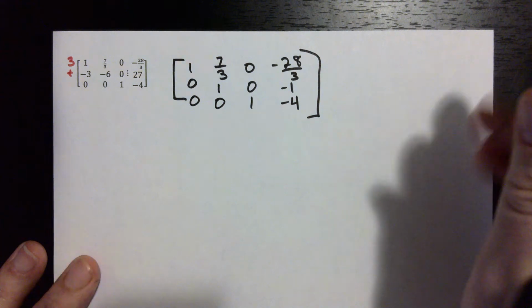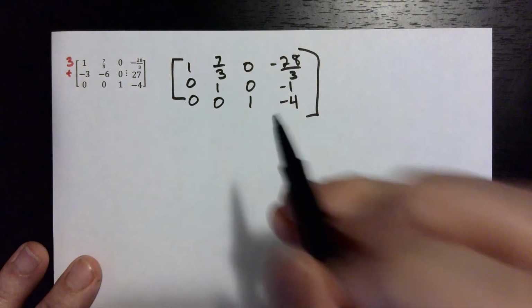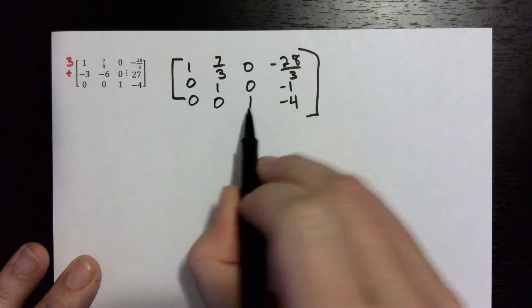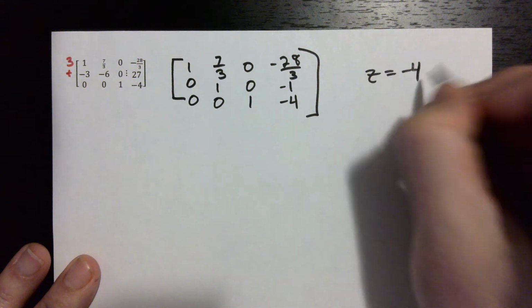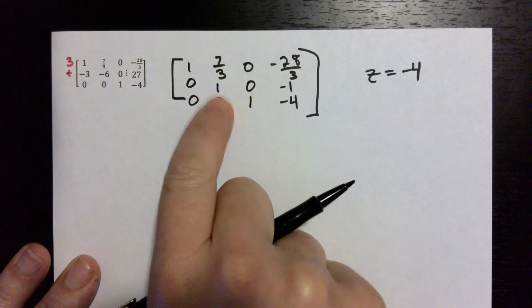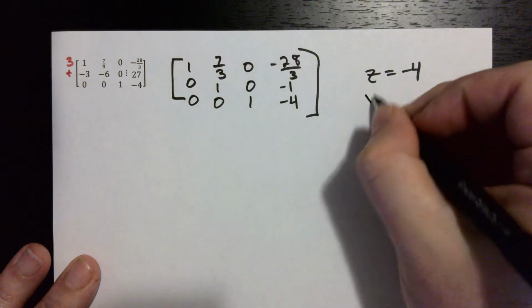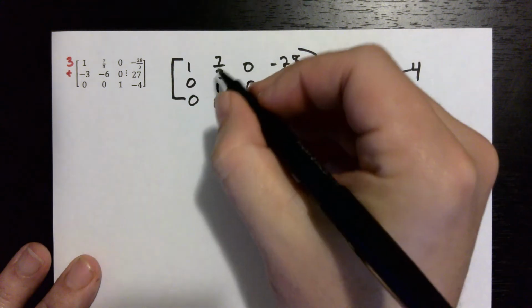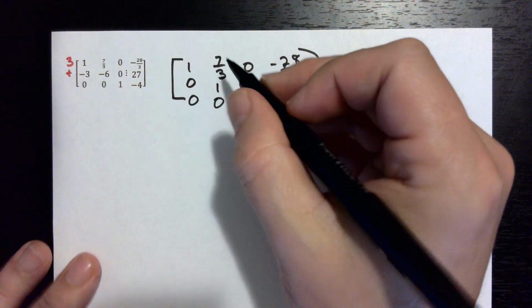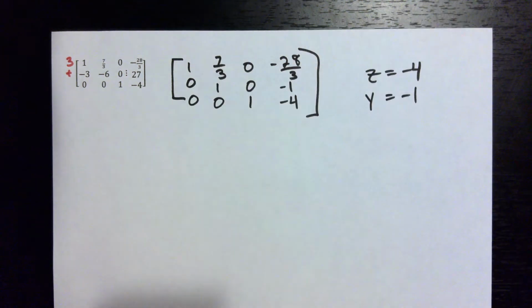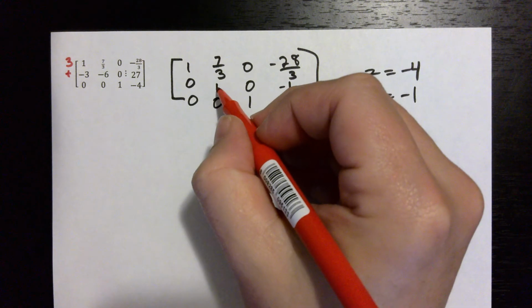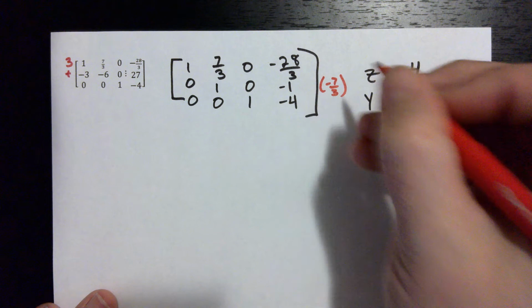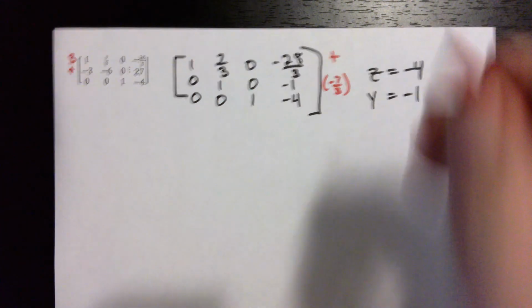Okay, so now that we have that, let's look at what we have. We have our solution for z right here because it's 0, 0, 1. So we know already that z is equal to negative 4. Okay, we also know that this is our y, so y is equal to negative 1. Okay, so we're almost done. We just need to solve this. So how I'm going to do that is get rid of this 7 over 3. To do that, I need to use this row. So I need to multiply this 1 by something that will turn it to the opposite of 7 over 3. So negative 7 over 3 is what I'm going to multiply through and then add to this.